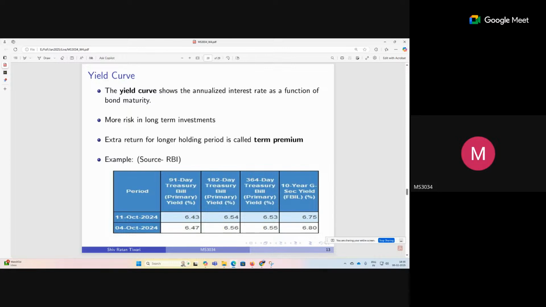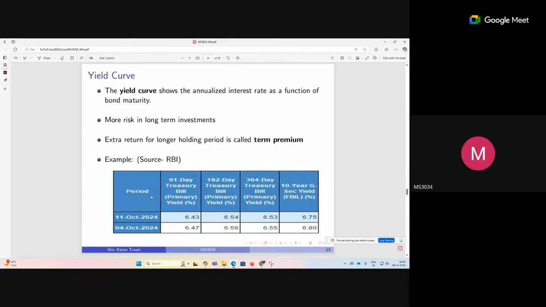Here these rates are given for two different periods. The first is the rates given on 11th October, and the second on 4th October. These rates are revised weekly, so every week you get different rates. RBI releases them weekly.